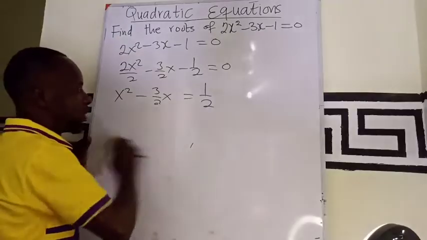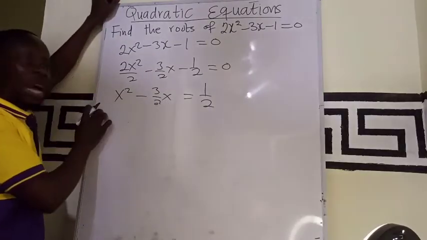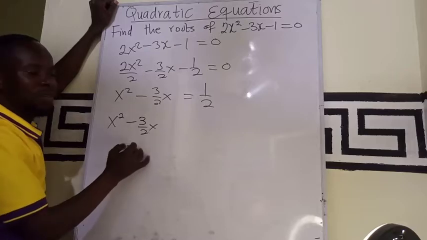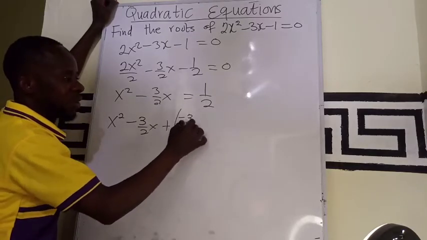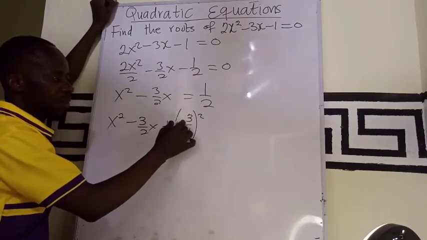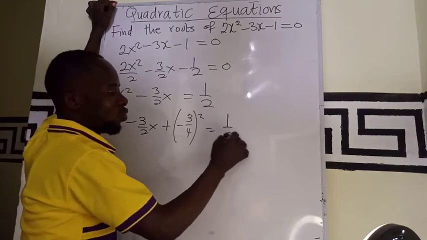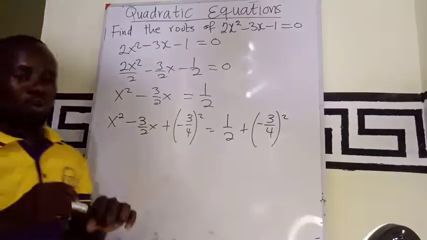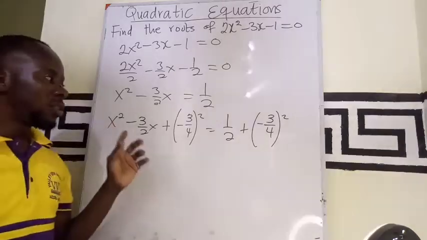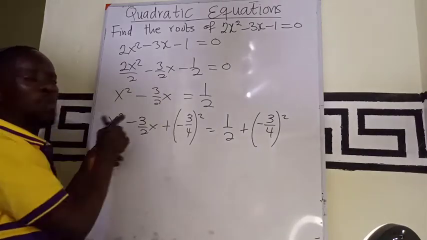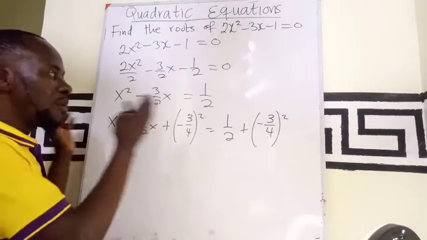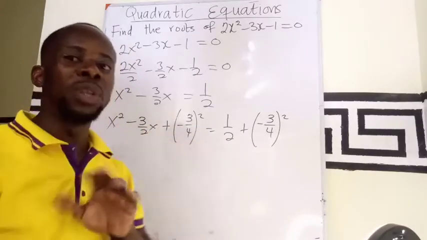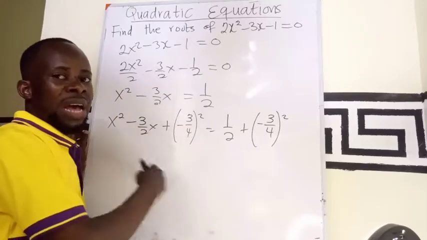So here I am going to add that answer to both the left hand side and the right hand side. So I'll be having x squared minus 3 on 2 x. I'll add in bracket minus 3 on 4 all squared, if I like the minus will be here, equals 1 over 2 plus minus 3 over 4 all squared. So these are the two steps that we follow. We try to find half the square of the coefficient of x. Then we add it to both the left and the right. So if I add this to this and add it to here, it means I have not tampered with the equation.